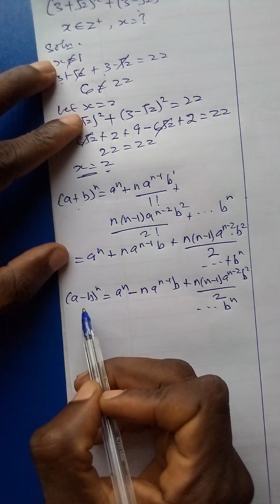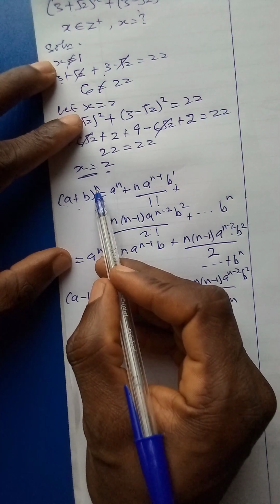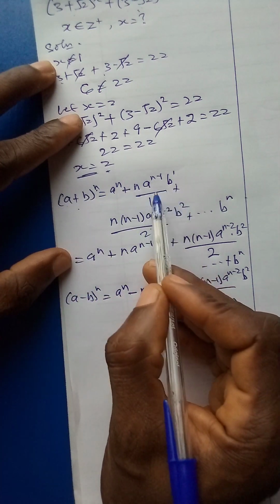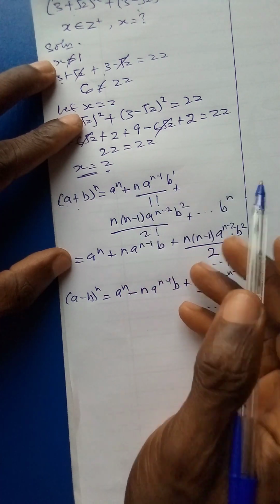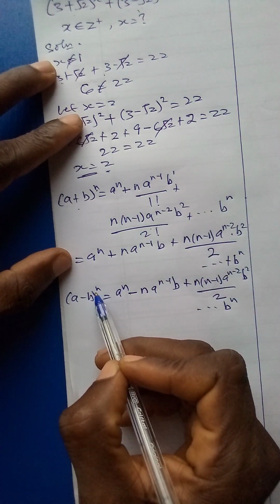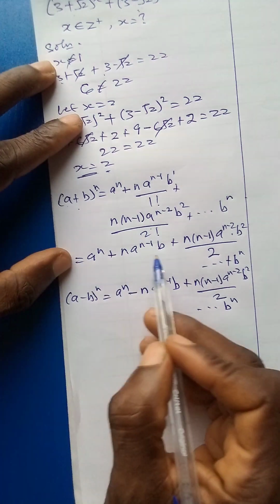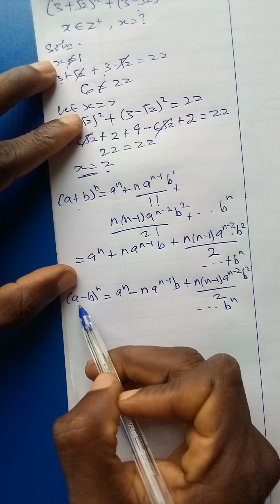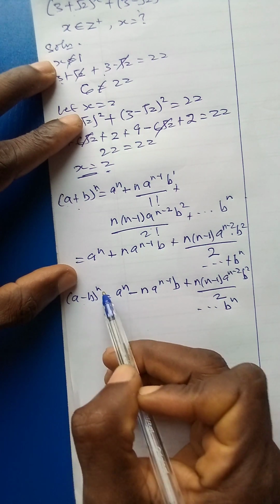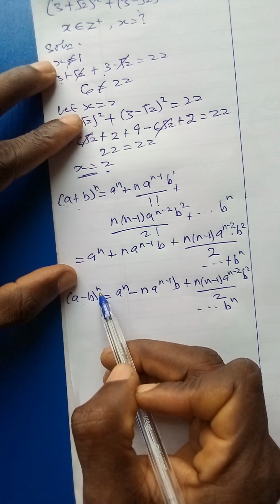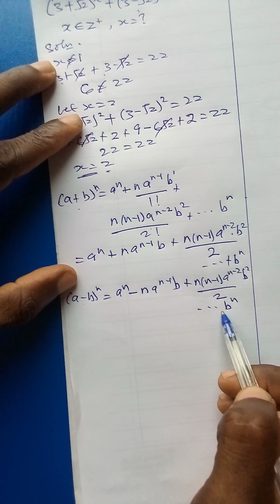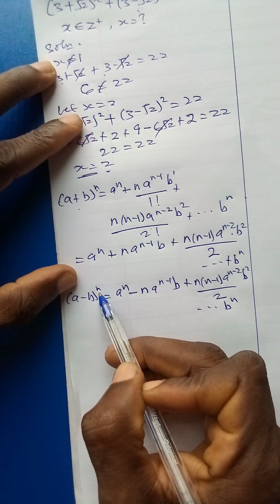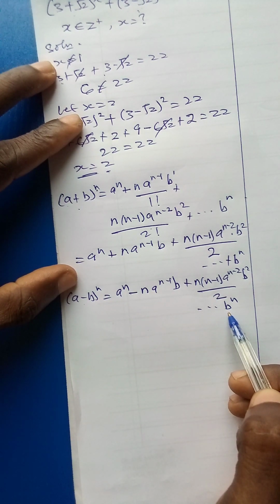Now, we want to take note that if the power is an even number, the expression will expand into an odd number of terms. And if the power is an odd number, it will expand into an even number of terms. Also, if the sign between the terms in the bracket is negative and the power is an odd number, the last term will be a negative term. And if the power is an even number, the last term will be a positive term.